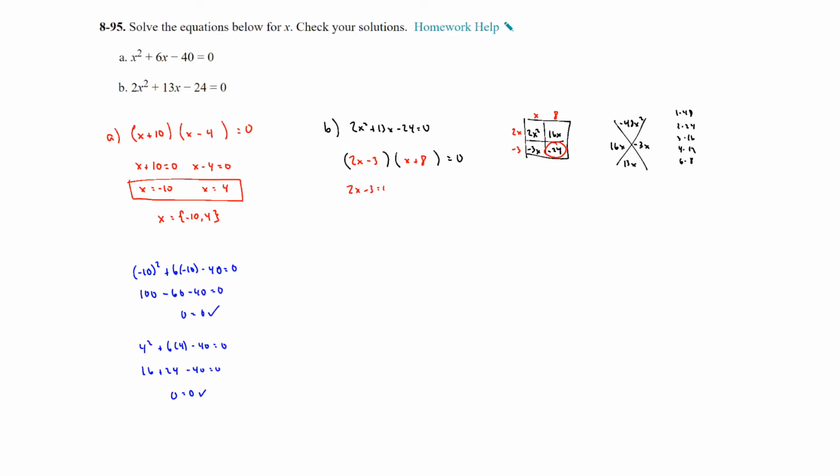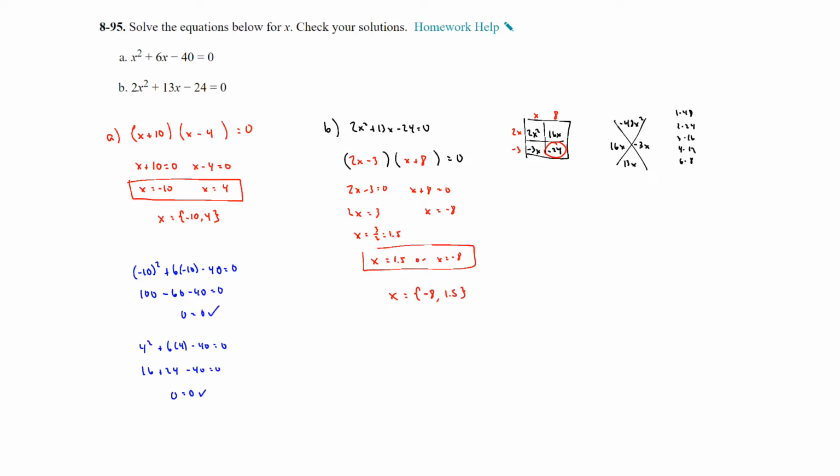And now we can set our factors equal to 0 and solve. So 2x is equal to 3, x is equal to 3 halves, or 1.5, and then on this one subtract 8, x is equal to negative 8. So x is 1.5, or x is negative 8. Or once again, if you want to simplify that a little bit and write it as a set, x equals, once again using the curly bracket, negative 8 comma 1.5 or 3 halves.